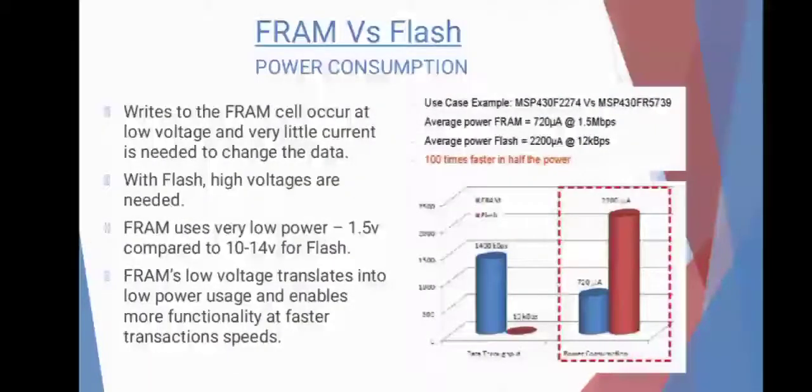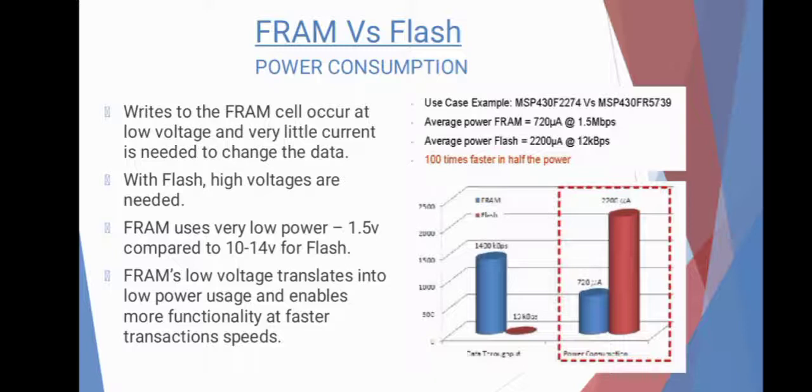Now we will see the comparison of FRAM and flash in terms of power. The writes to an FRAM cell occur at low voltage and very little current in order to change the data, whereas in flash high voltages are needed. FRAM uses very low power, 1.5 volts compared to 10 to 14 volts for flash memory. The low voltage translates into low power usage and enables more functionality at faster transaction speeds.